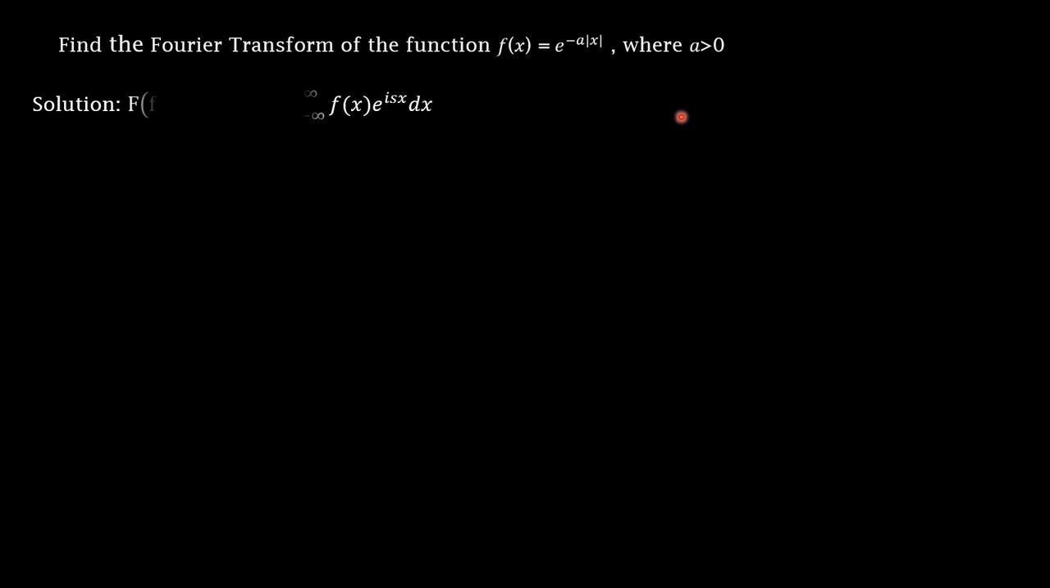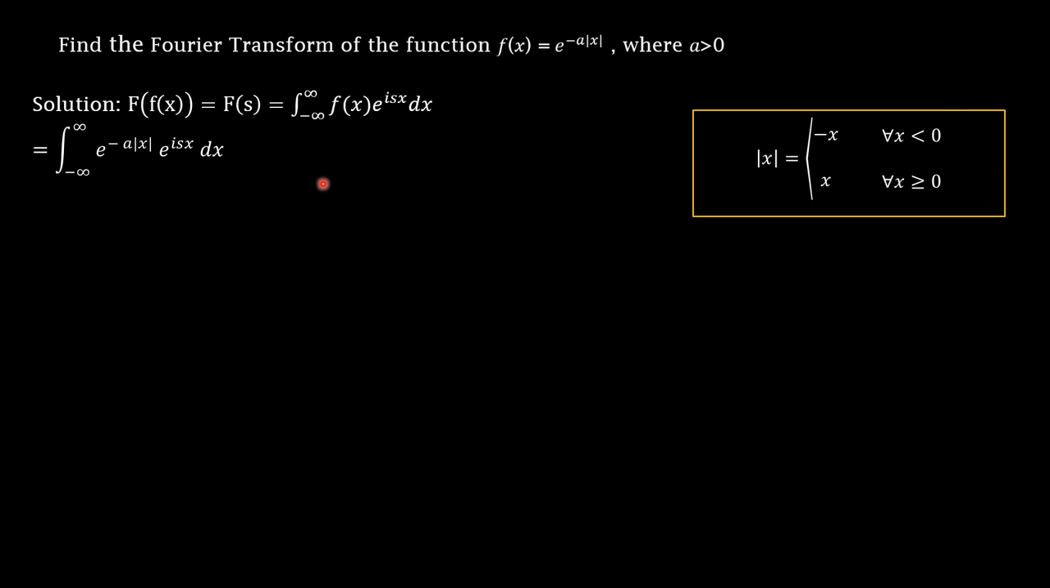From the definition, the Fourier transform of the function f of x is defined as integration of f of x into e to the power isx dx, where x is varying from minus infinity to infinity. What is your function f of x over here? f of x is e to the power minus a into mod x, right? Just substitute it. So the above integral reduces to the form integration minus infinity to infinity e to the power minus a into mod x into e to the power isx dx. But what do you know about the modulus function, students?